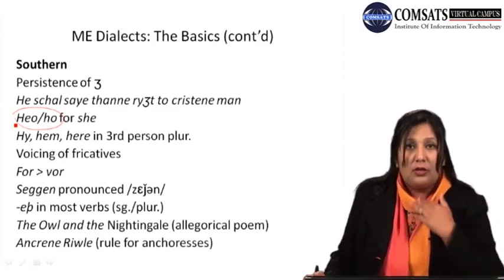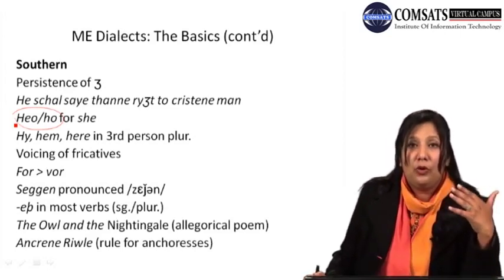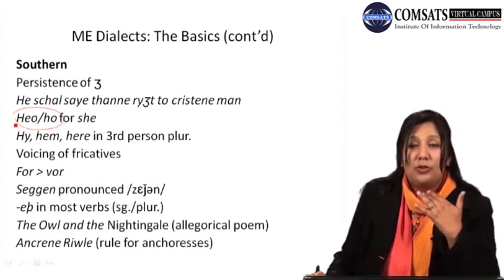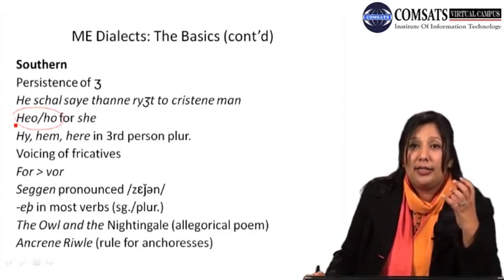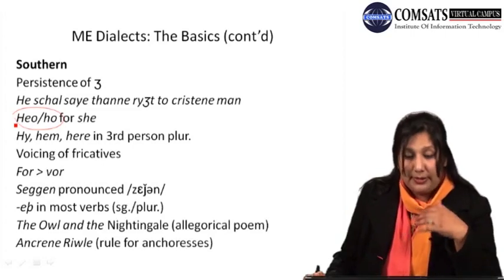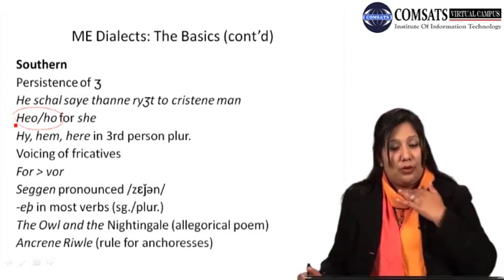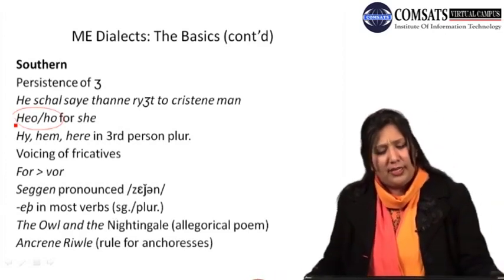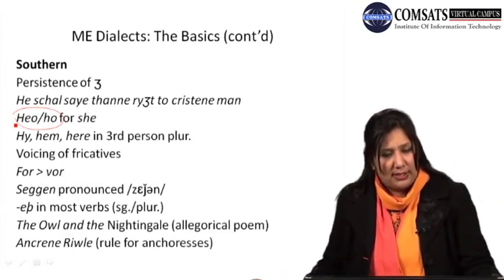For and vor. While you would speak for, you would feel that your vocal cords come into vibration, that you would feel a bit of vibration there. For and vor. Second pronounced zayin. Them in most verbs is used as plural verb. Then there are some more examples. Let's move on to the next thing.